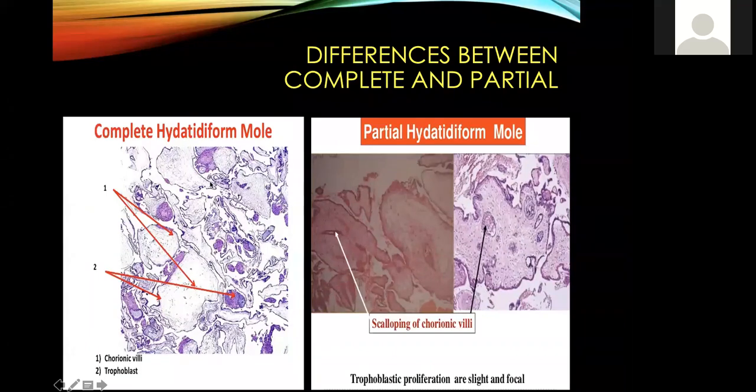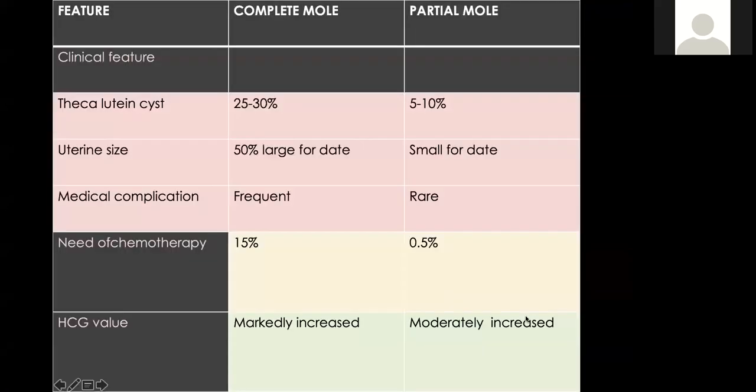Here you can see the histopathology. In complete hydatidiform mole, the proliferation is quite marked. You can see big proliferations, see my arrow here. While in partial hydatidiform mole, the proliferation is focal and not that marked.